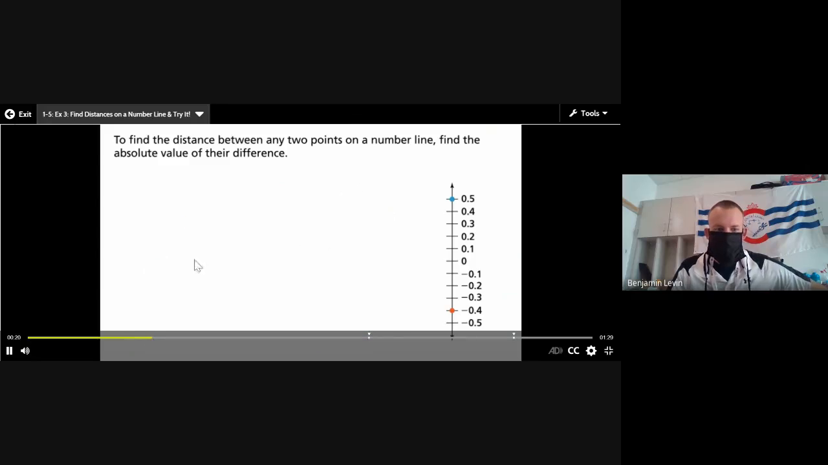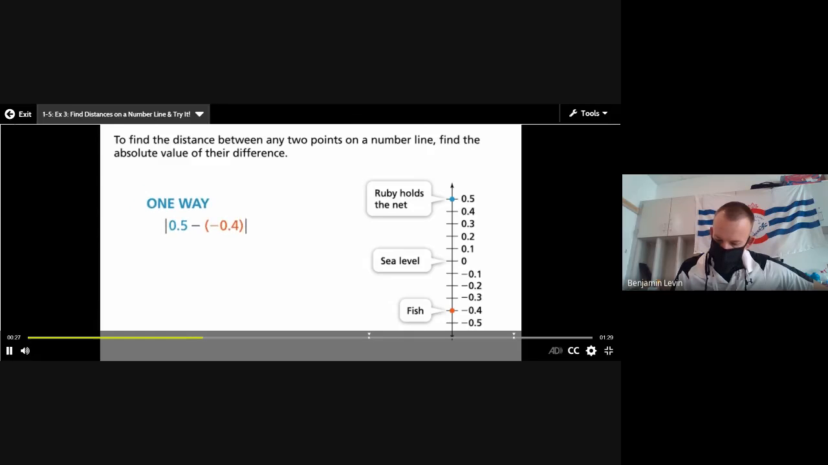To find the distance between any 2 points on a number line, find the absolute value of their difference. One way to express the difference is the absolute value of 5/10 minus -4/10. Subtracting a negative number is the same as adding its opposite. So the expression is equivalent to the absolute value of 5/10 plus 4/10, which is equivalent to the absolute value of 9/10, or 9/10.